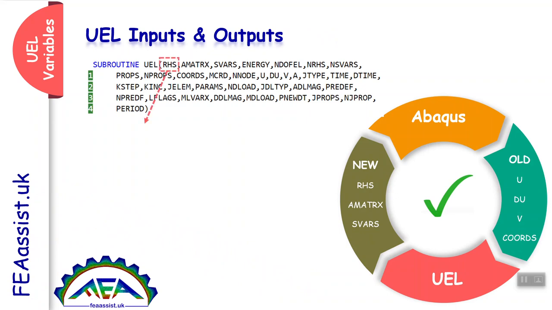As an example, I explain one of the most important variables here, which is the output of UEL, RHS, right-hand side matrix. Strain is a function of displacement. Here we add curvature for that. K is curvature. Strain and curvature is a function of UE, which is displacement, by a matrix we call B, the B matrix.